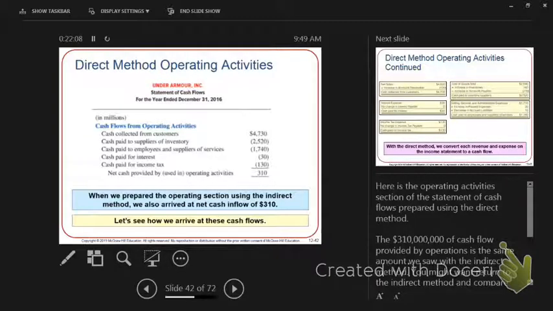Right? It just said, accounts receivable went up. It looks at everything from net income. It doesn't look at how much cash you got from customers. Now here's inventory. We do have that, but it doesn't say suppliers or employees, cash paid for interest or income taxes, that's all below. So it's definitely laid out differently.